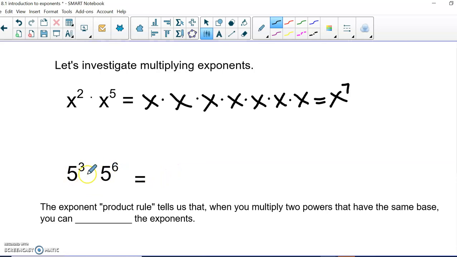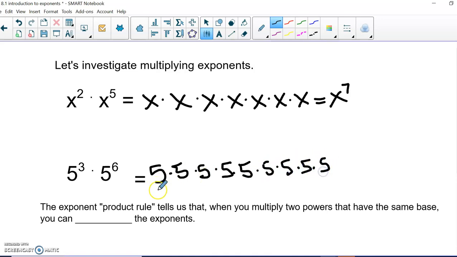Let's try it with 5s. They have the same base, so we're allowed to do this. So we have 5 to the third power, so that means 3 5s. And we're going to multiply that times 5 to the sixth power, which means 6 5s. 1, 2, 3, 4, 5, 6. And we end up with 2, 4, 6, 8, 9, 5. So 5 to the ninth power.